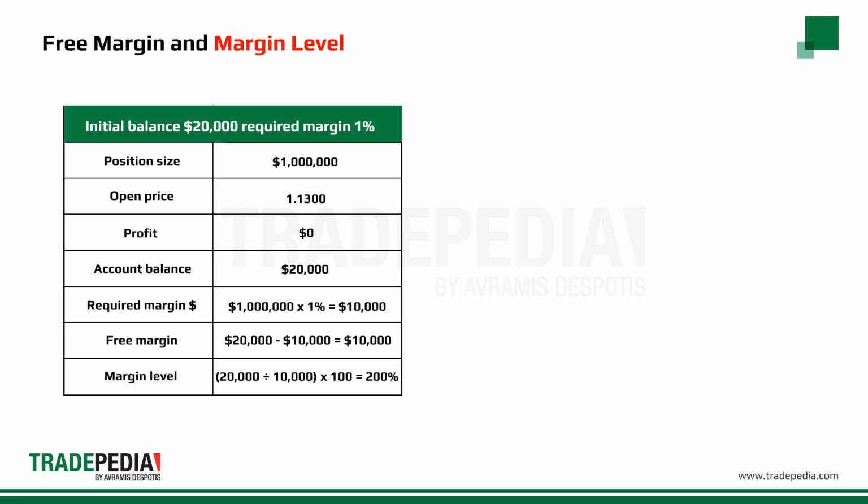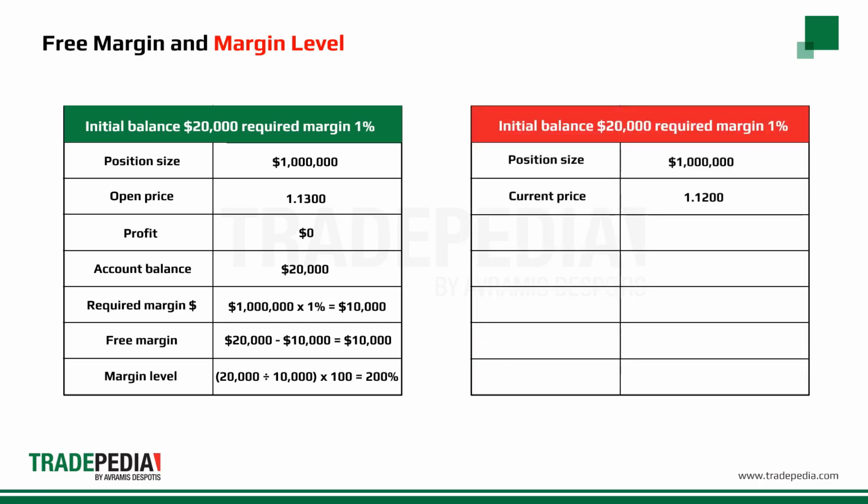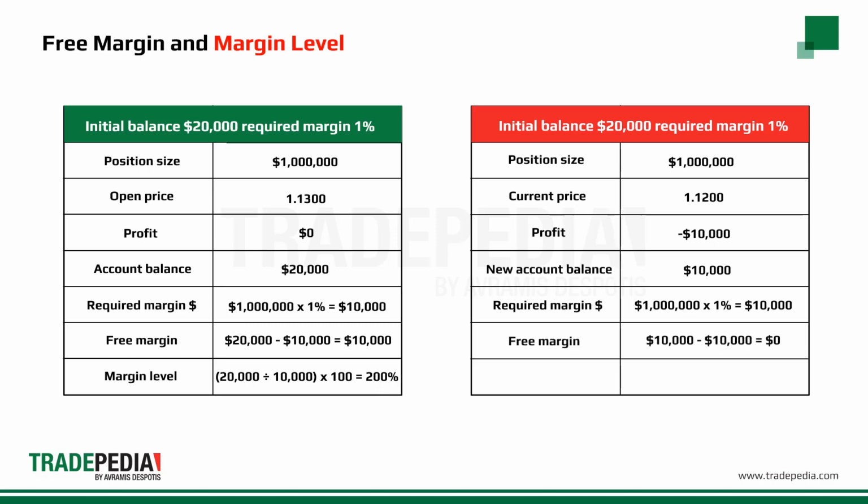In percentage terms, your margin level is the account balance of $20,000 divided by the required margin of $10,000, that is 200%. If the price of your investment dropped from 1.1300 to 1.1200, the loss would be $10,000. The new account balance is $20,000 initial deposit minus $10,000 loss equals $10,000. The required margin is as before, $10,000. Free margin is now the new account balance of $10,000 minus the required margin of $10,000 for the open position, which equals $0, meaning you do not have any more free margin to open any new positions. In percentage terms, your margin level is now the account balance of $10,000 divided by the required margin of $10,000, which equals 100%.